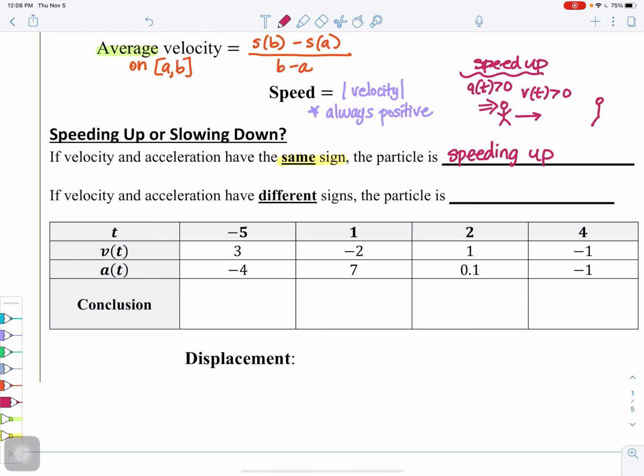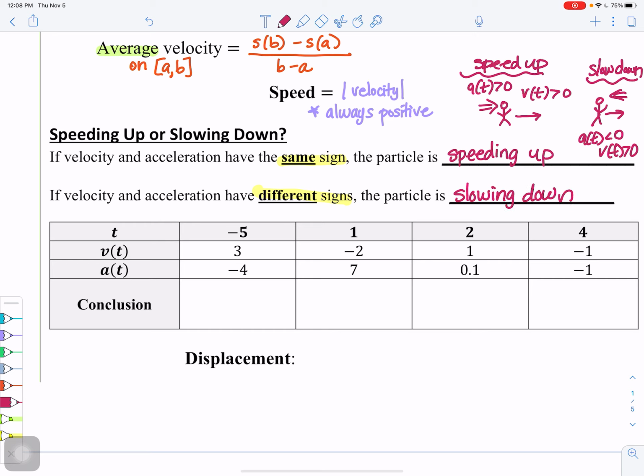Likewise, if you have a person walking forward and then they're pushed backwards, they will slow down. And here, the acceleration was negative and the velocity was positive. So they had different signs. One was positive and one was negative. So here, the particle is slowing down.